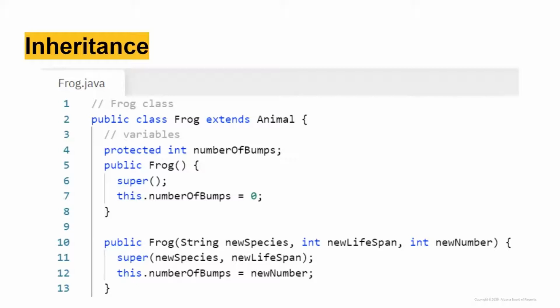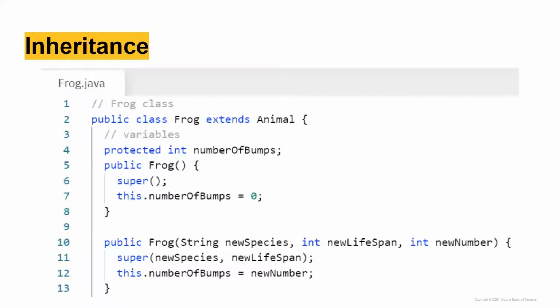So I'm going to add another variable just for frog. It's going to be an integer, the number of bumps on the frog. So I'm going to call it protected int number of bumps, and I'm not going to initialize it because it isn't an actual object yet. This is just the blueprint. And then I have my constructors here. I should have put a comment in there to clarify that.